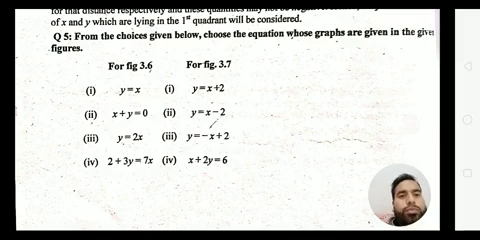From figure 3.7, first part is y is equal to x plus 2, second is y is equal to x minus 2, third is y is equal to minus x plus 2, and fourth one is x plus 2y equal to 6. It is an objective type of question. We have to view the graph and then find the correct option.